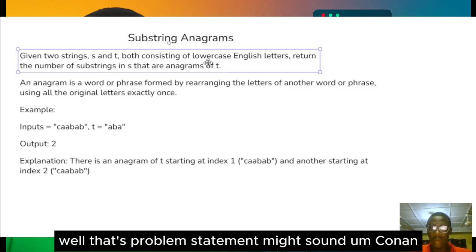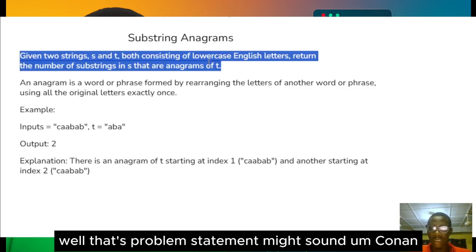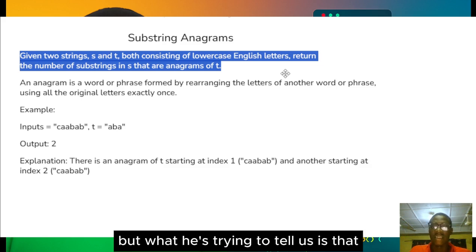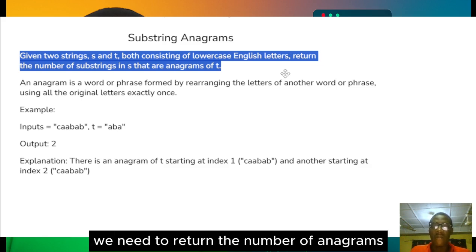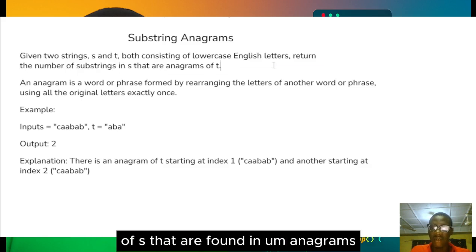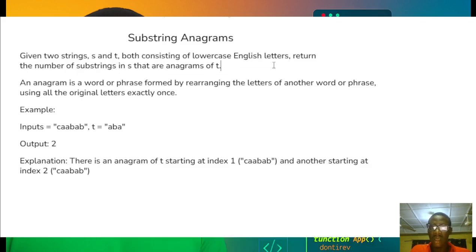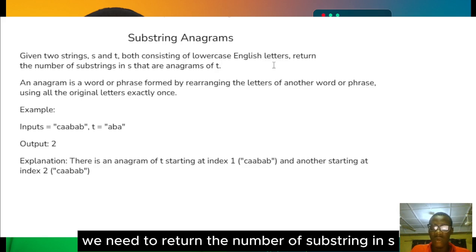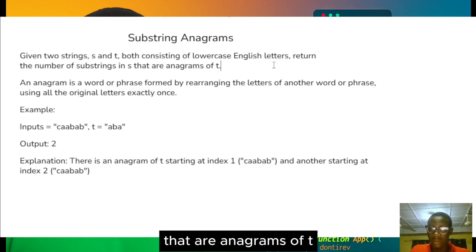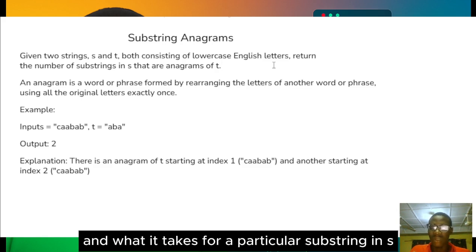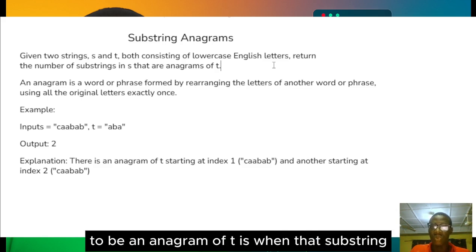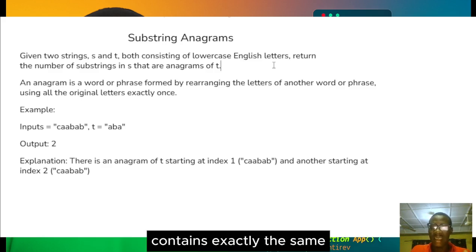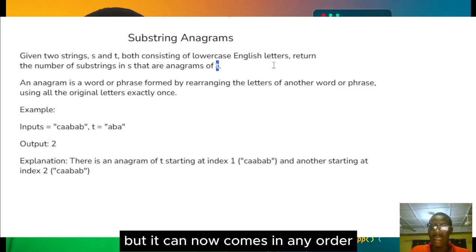That problem statement might sound cunning, but what it's trying to tell us is that we need to return the number of substrings in S that are anagrams of T. And what it takes for a particular substring in S to be an anagram of T is when that substring contains exactly the same letters that are in T, but they can come in any order.